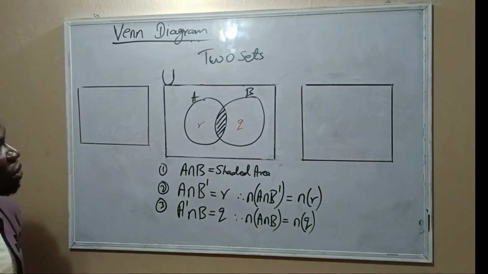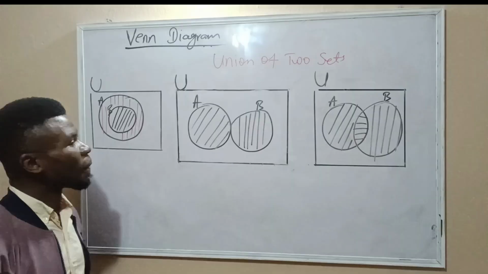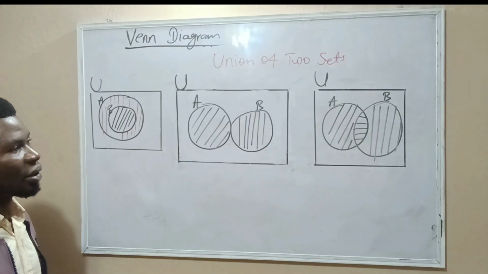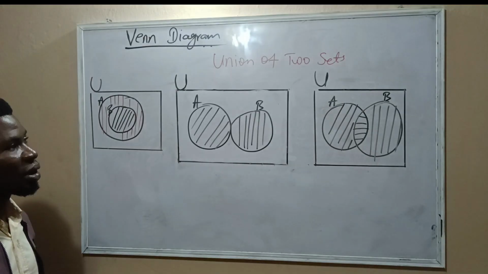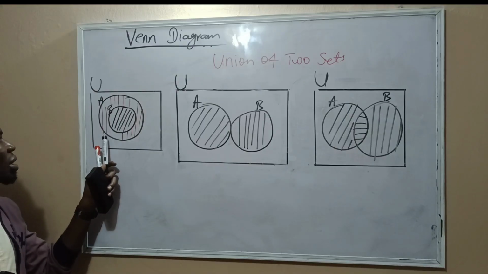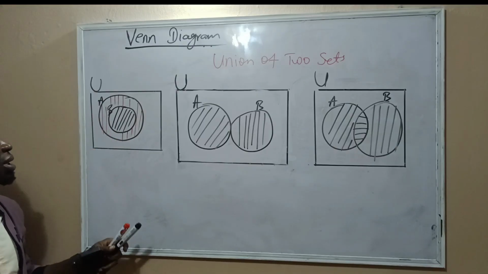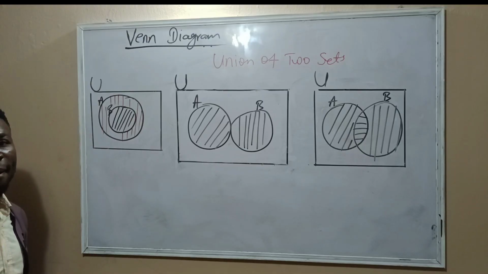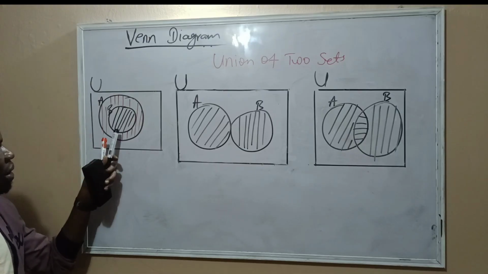Now let's look at union. When it comes to union, the sets might be seen in three different forms. Now if you look at this one, A is a set containing another set. That is, B is a subset of A.